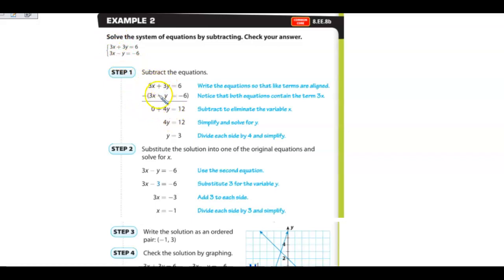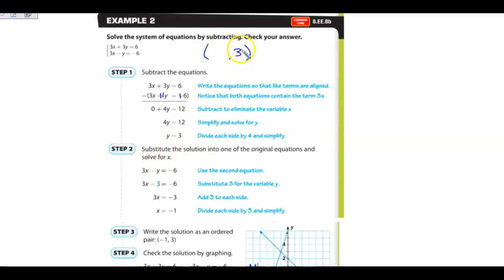Subtract 1 from, or negative 1 from 3. 3 minus negative 1 is the same as add 1. That's my 4y. 6 minus negative 6 is the same as adding 6. And that gives me 12. 4y equals 12. Divide by 4, we get y is 3. So there's our 3.